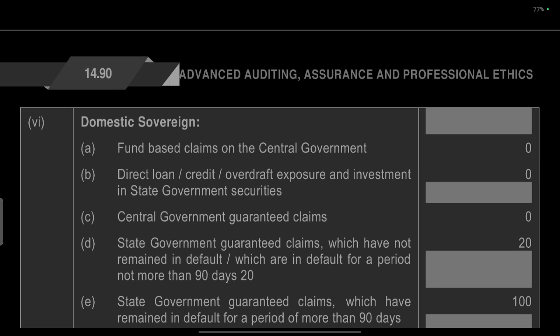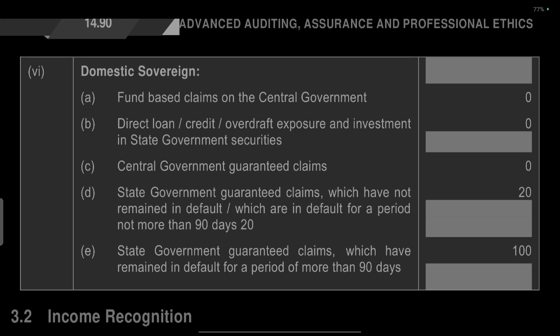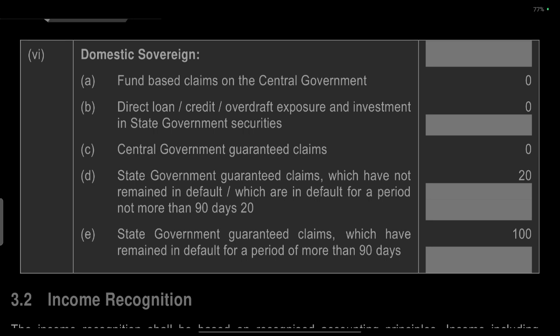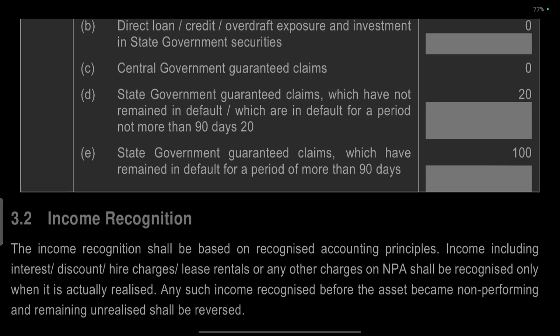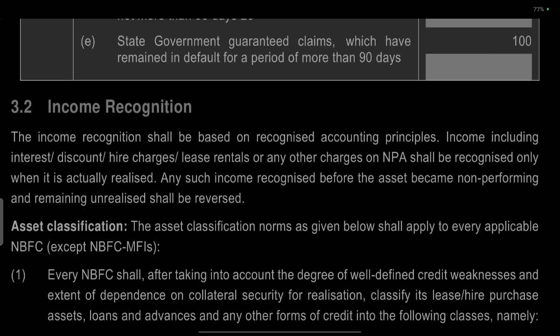Domestic sovereign fund-based claims on the central government 0%, direct loan, credit, overdue exposure, and investment in state government securities 0%. Central government guaranteed claims 0%. State government guarantee claims which have not remained in default, or with a default period of not more than 90 days, 20%. The state government guarantee claims which have remained in default for a period of more than 90 days 100%.